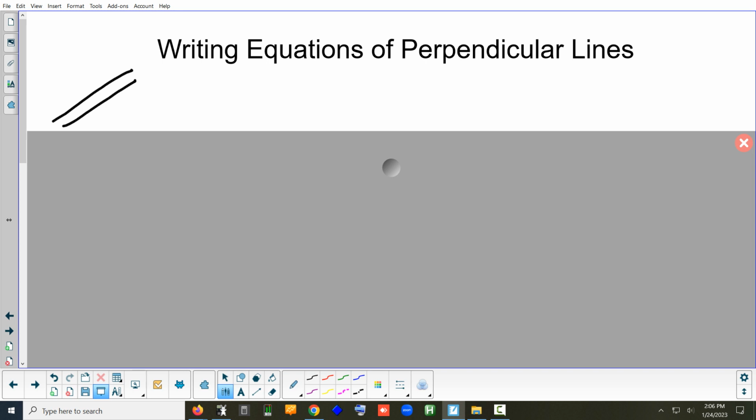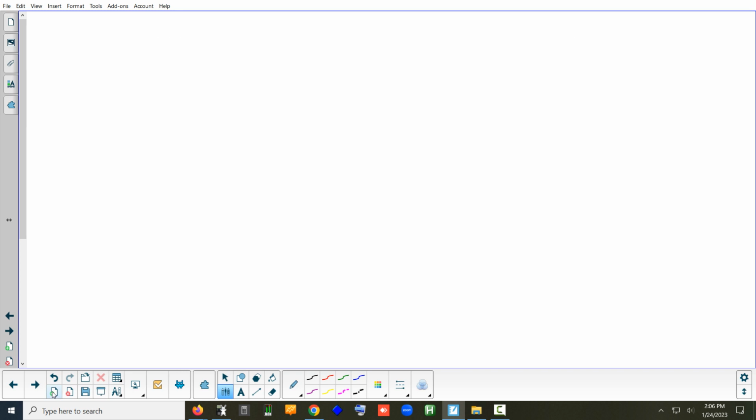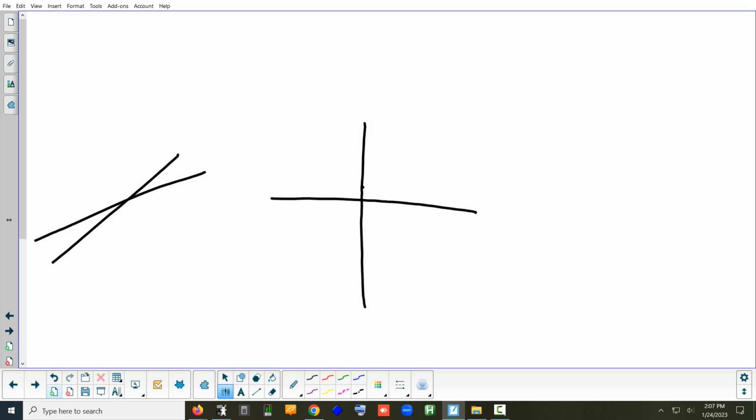Yeah. It's when they intersect, but they intersect in a very special way. These intersect, but those are not perpendicular. Perpendicular means they intersect and they cross at exactly a 90-degree angle. So they basically make like a plus sign. Or it could be a plus sign that's been rotated so it looks more like an X. But the idea is they cross exactly at 90-degree angles.